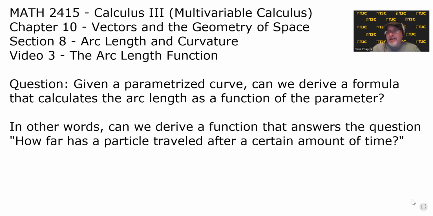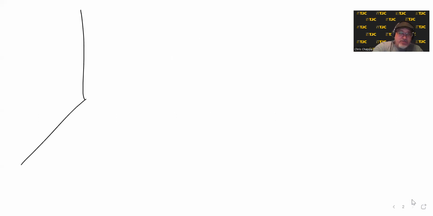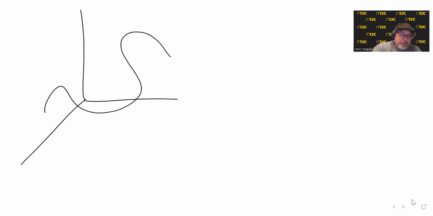The answer naturally lies in the arc length function, but we kind of have to set this up a little bit more carefully. Let's say that we have this space curve that's defined parametrically, and let's just say that it goes on ad nauseum. But we do have an initial point. So let's say our initial point is at t equals, well, should we make it t equals 0? How about let's be generic and make it t equals a?